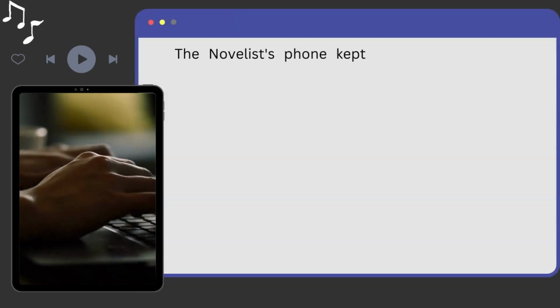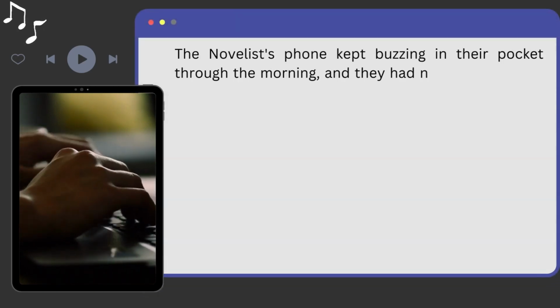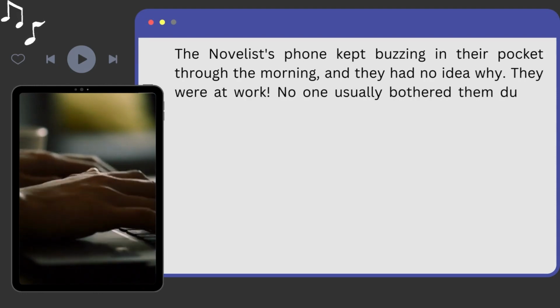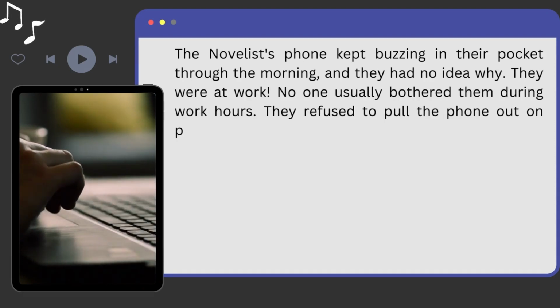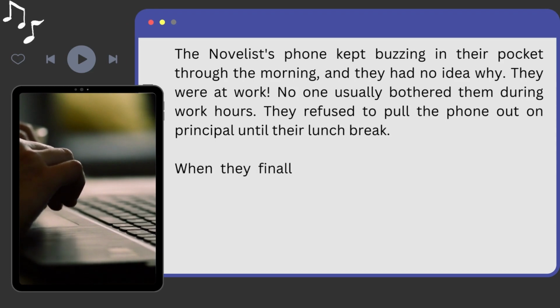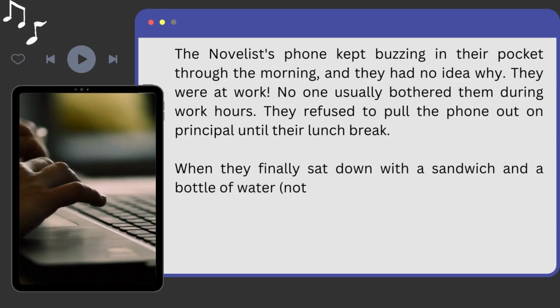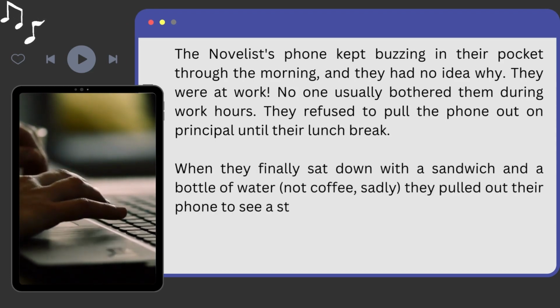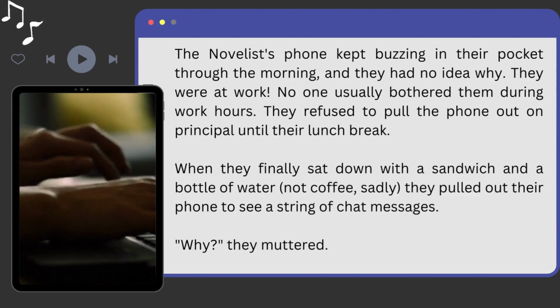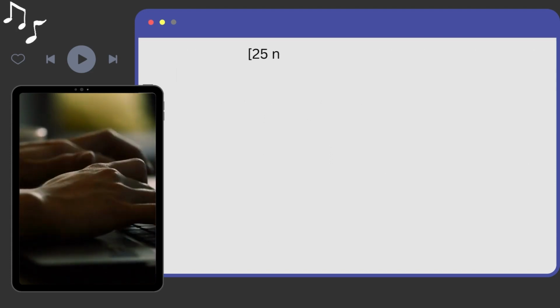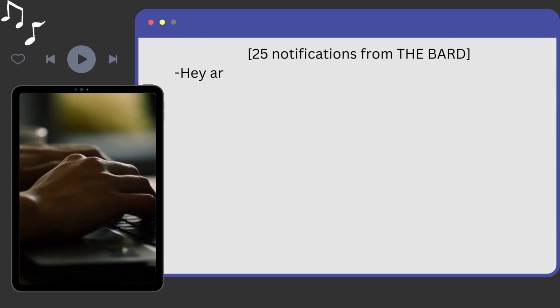The novelist's phone kept buzzing in their pocket through the morning, and they had no idea why. They were at work. No one usually bothered them during work hours. They refused to pull the phone out on principle until their lunch break. When they finally sat down with a sandwich and a bottle of water, not coffee, sadly, they pulled out their phone to see a string of chat messages. Why, they muttered, 25 notifications from the Bard.